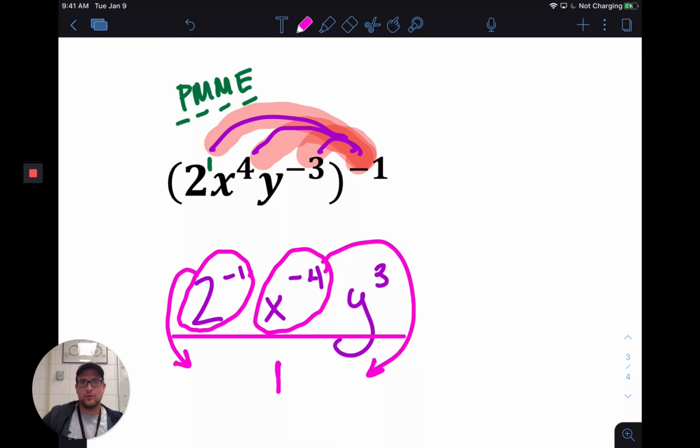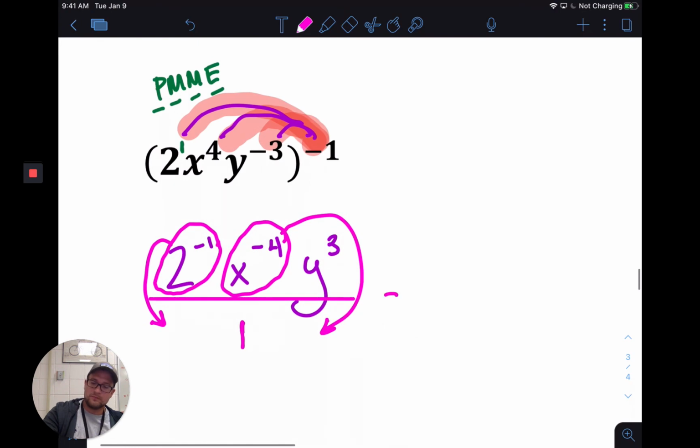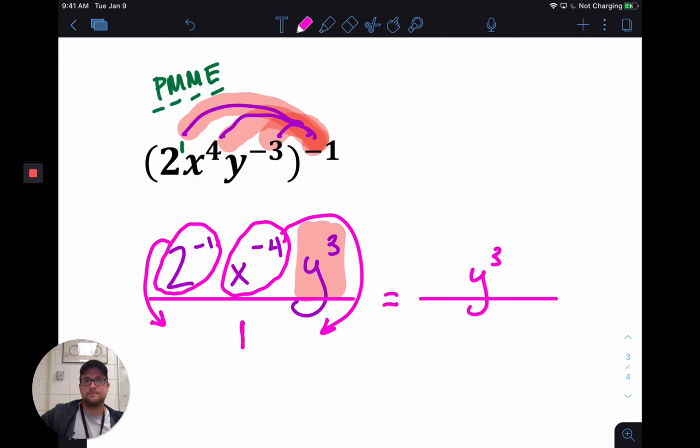Why didn't we have to move the y to the third to the bottom? Because it was positive. If I have a positive exponent, we don't need to move it. It's not just flipping the whole fraction, it's flipping the pieces that need to be flipped. So, my new fraction, this y to the third here did not get moved. It had a positive, so that stays on top.